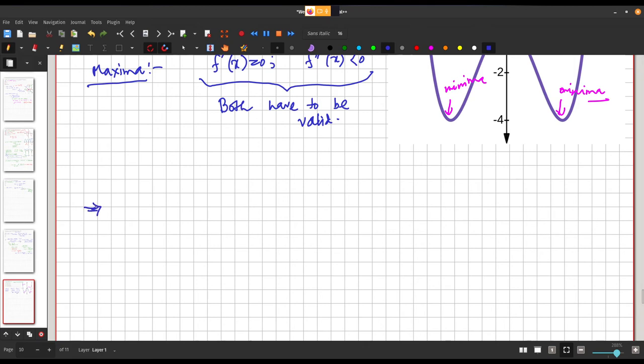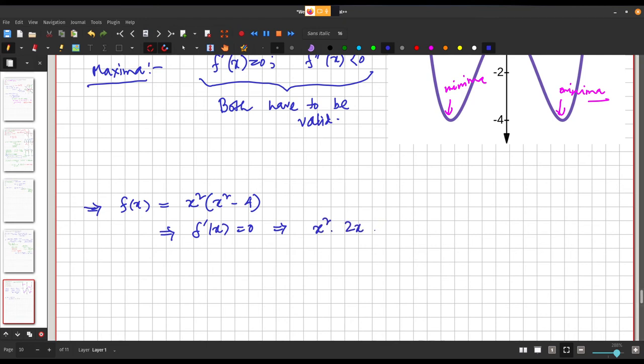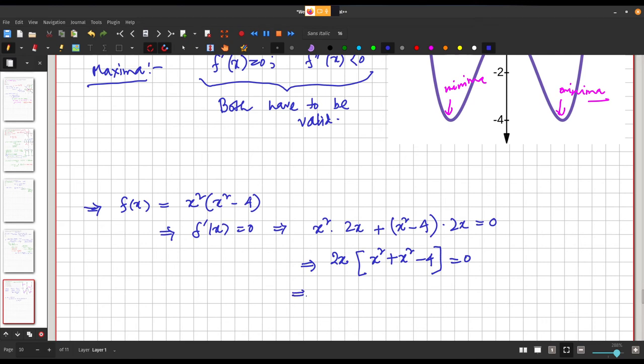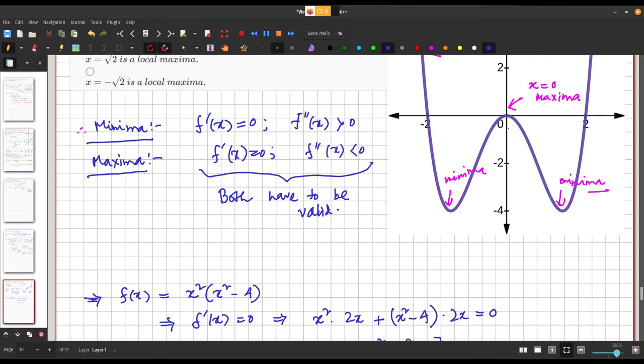So now quickly check what are the points of this function where the first derivative is 0. This will imply x square times 2x plus (x square minus 4) times 2x equal to 0. So 2x times (x square plus x square minus 4) equal to 0, or 4x times (x square minus 2) is equal to 0. So the solutions are either x is equal to 0 or x is equal to plus minus root 2. So one of the points we have already found here, x is equal to 0, and this point is minus root 2 and this point is plus root 2.